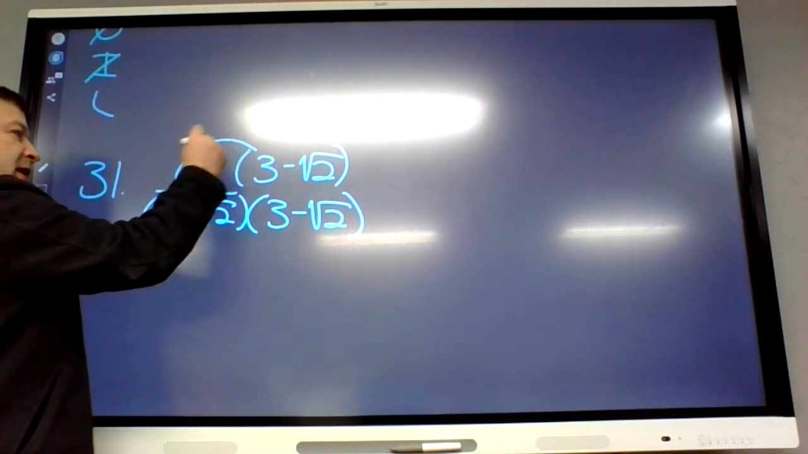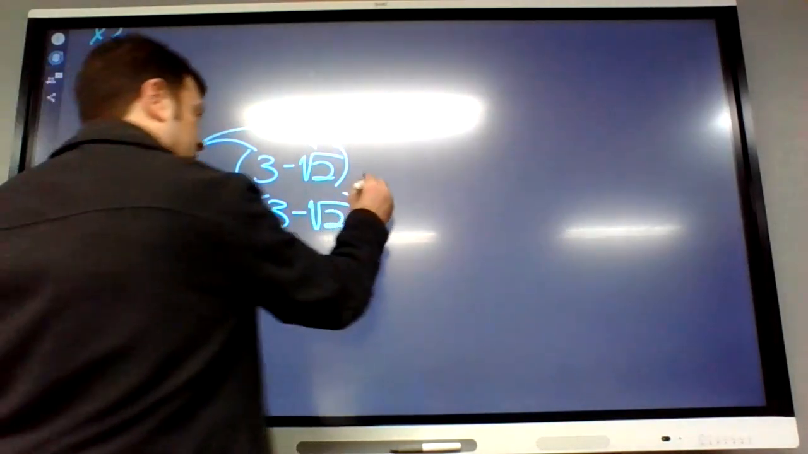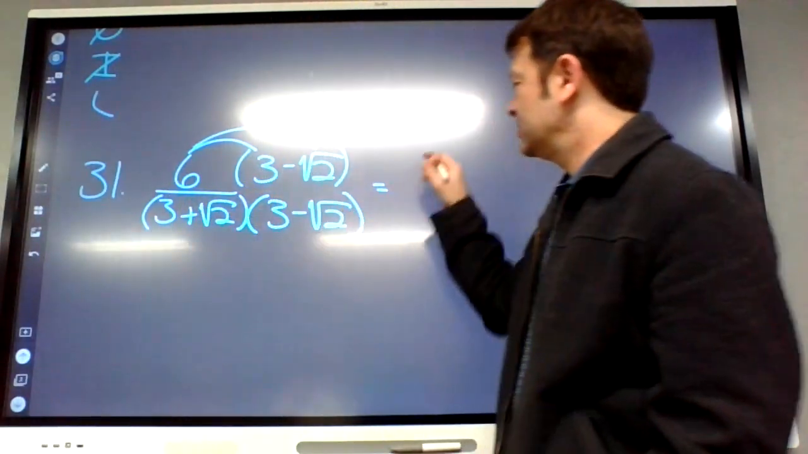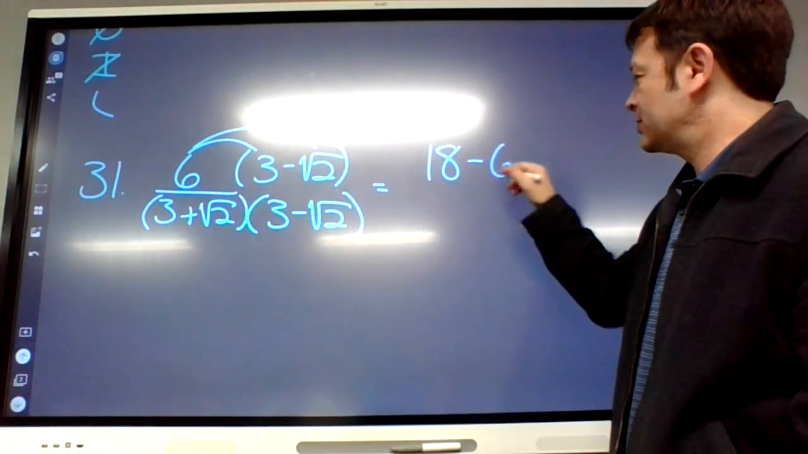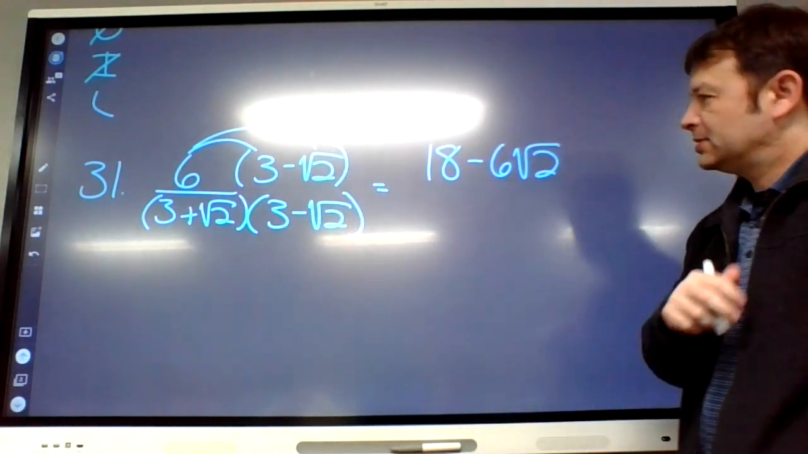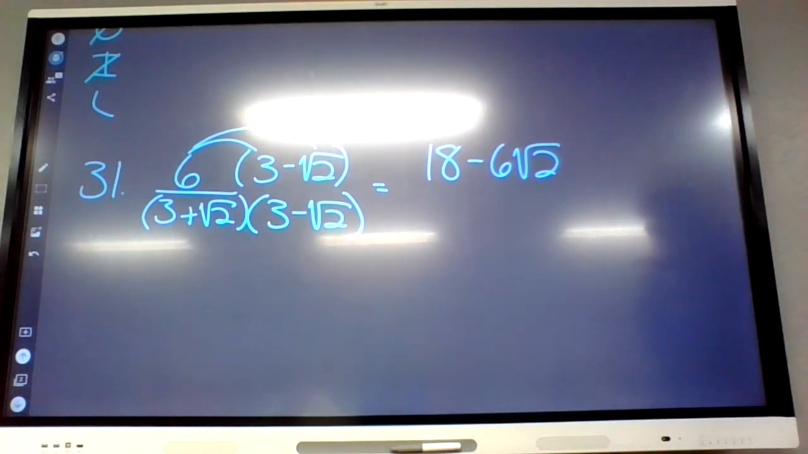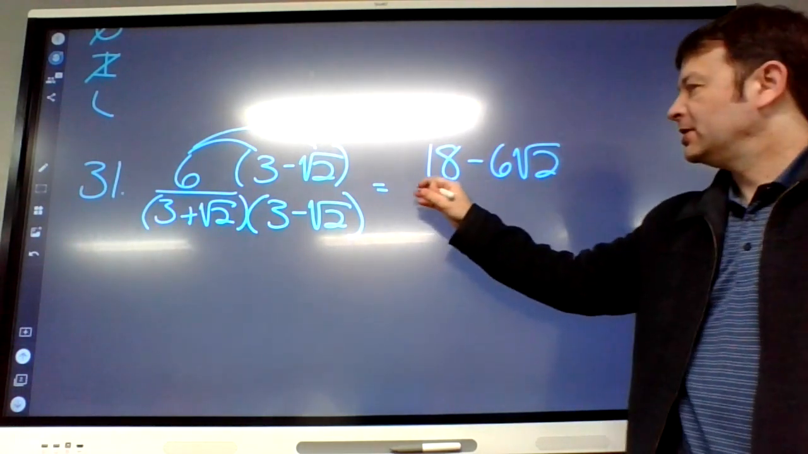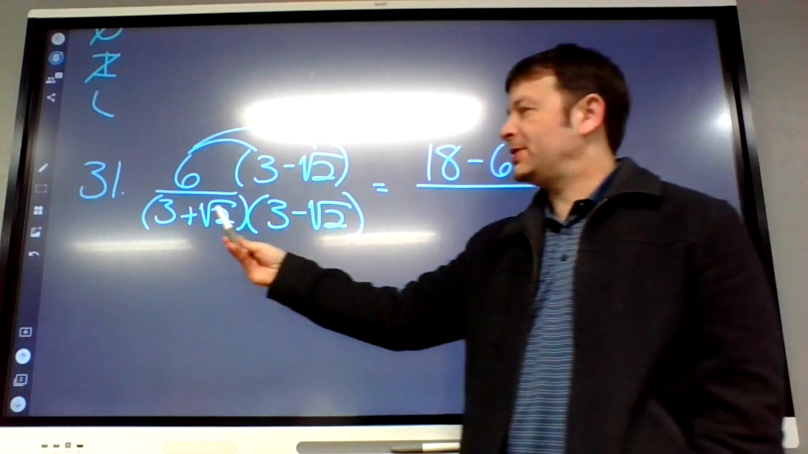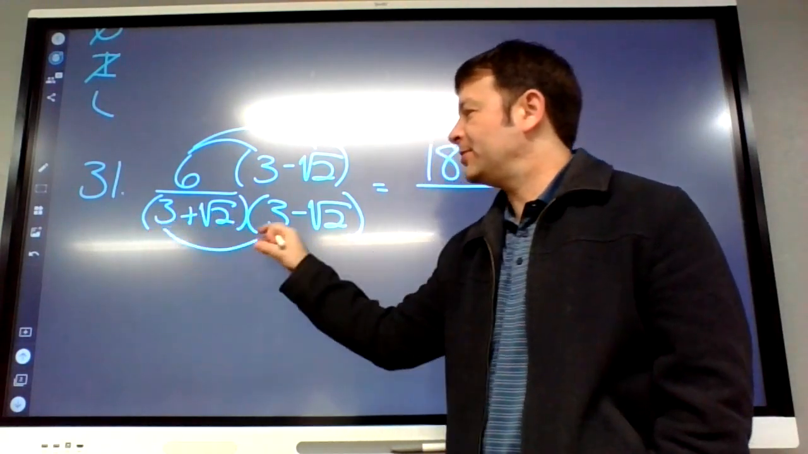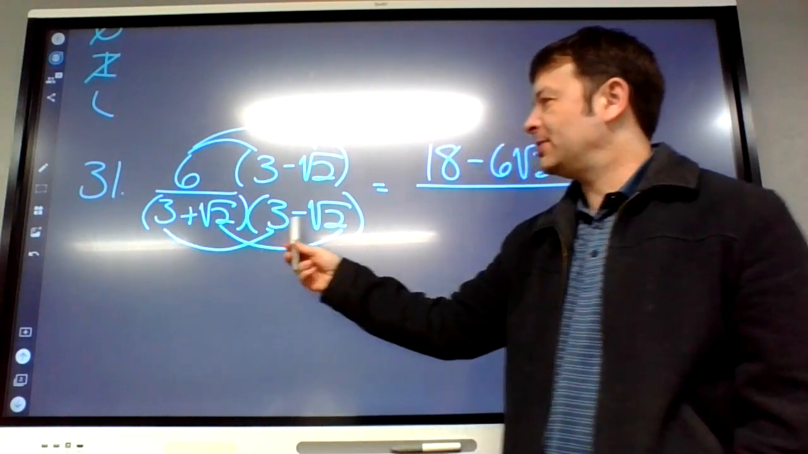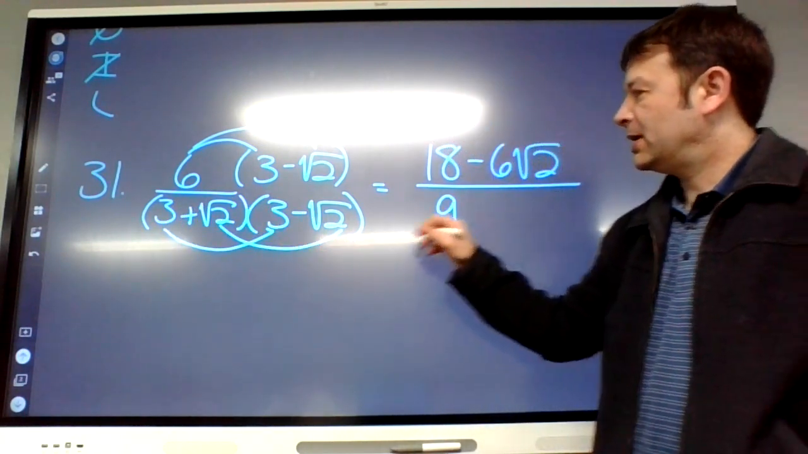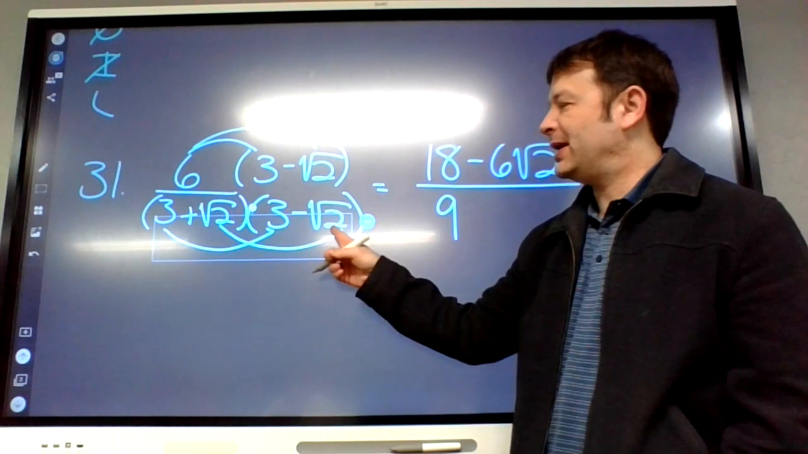On the top, we would have to distribute that. 6 times 3 is 18. 6 times negative square root of 2 doesn't really mix. Doesn't simplify. The bottom is a FOIL, but because they're conjugates, you really only have to do the first and the last. So the first is 3 times 3, 9. And the last is square root of 2 times negative square root of 2.